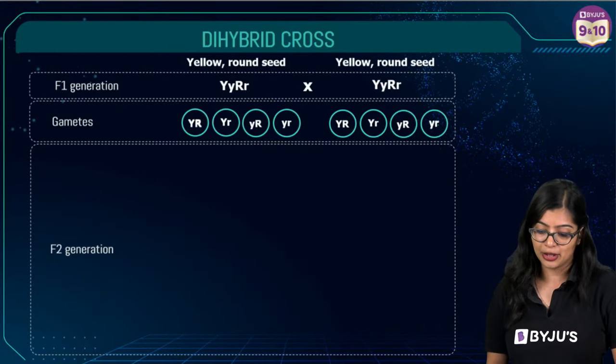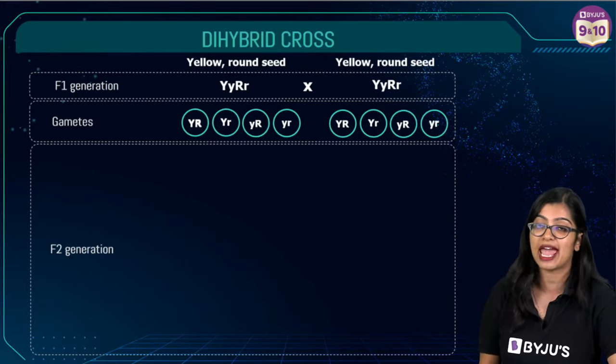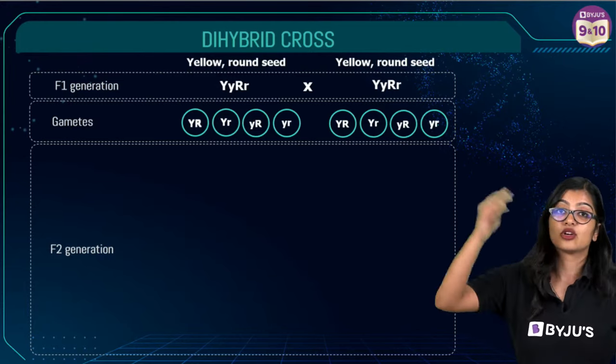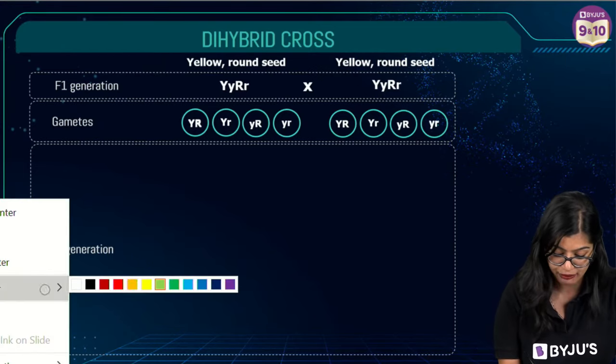Now, what did Mendel do? Mendel is like, okay, time for me to use my F1 and cross them, right? So now it's time for me to cross my F1. Now what all do I have? My F1 is in this form, right?